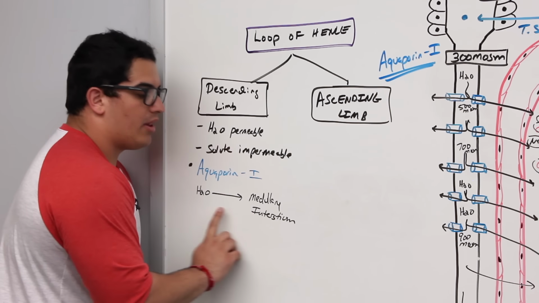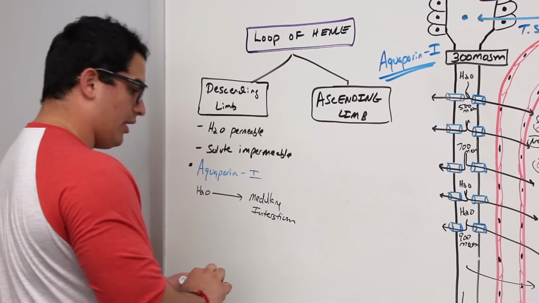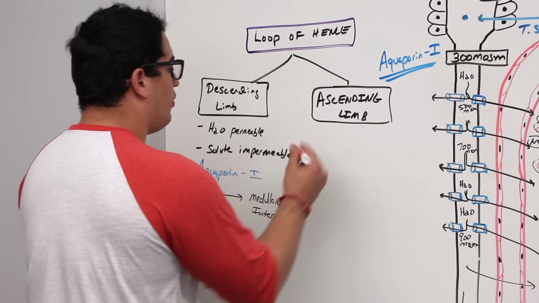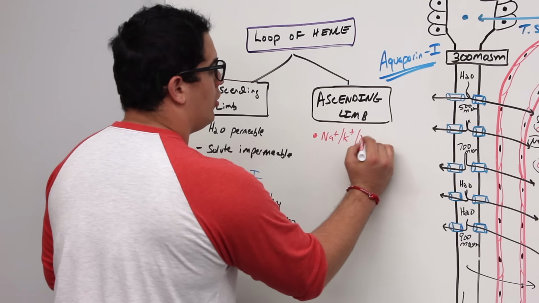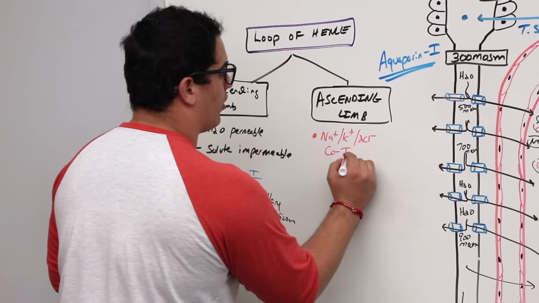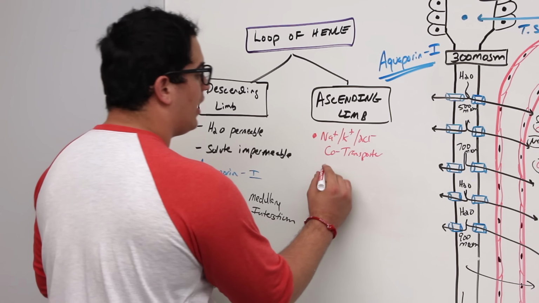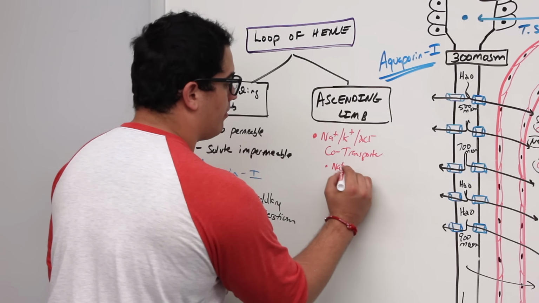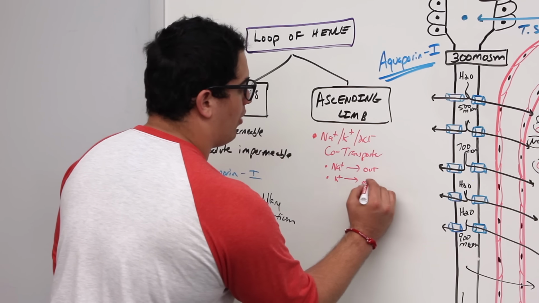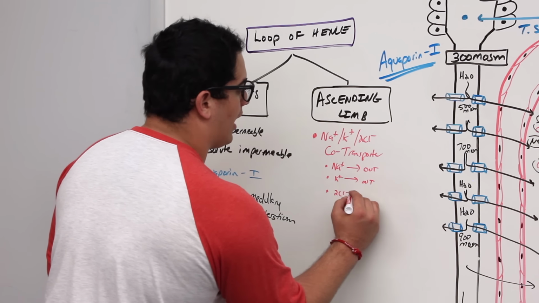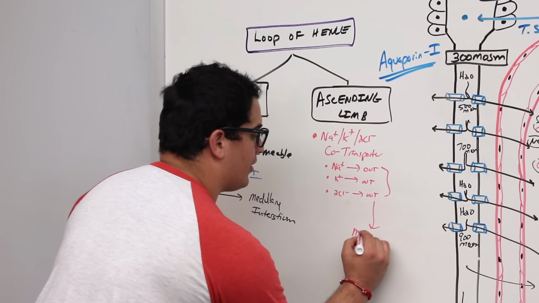Why was it moving out into the medullary interstitium? Because remember what was happening in the ascending limb? In the ascending limb, you had that sodium, potassium, 2-chloride cotransporter. And what was that sodium, potassium, 2-chloride cotransporter doing? It was pumping sodium out. It was pumping potassium out, and it was pumping 2 chloride ions out. Out where? Out into the medullary interstitium.